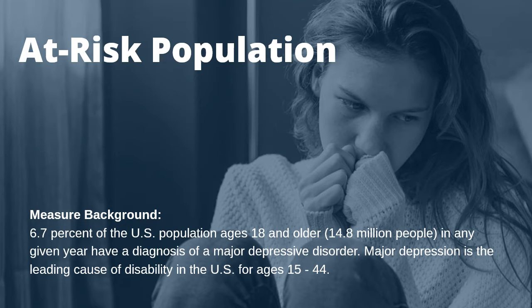Medicare at-risk population measures. 6.7% of the U.S. population ages 18 and older, about 14.8 million people in the United States, in any given year have a diagnosis of a major depressive disorder. Major depression is the leading cause of disability in the United States for people ages 15 to 44.